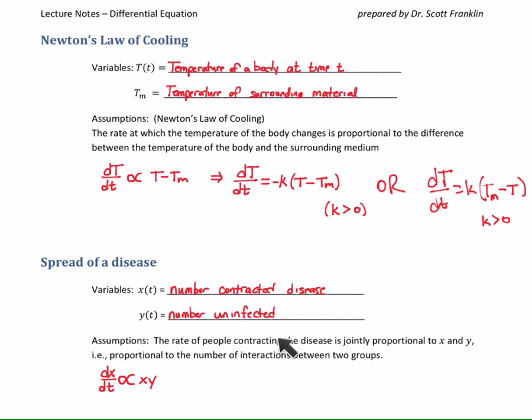And since the rate of people contracting the disease, that's X, notice this only depends on dX/dt. I don't have anything about how fast Y is changing, just how fast people are contracting the disease. So that product there models the number of interactions between the two populations. Not an uncommon approach.